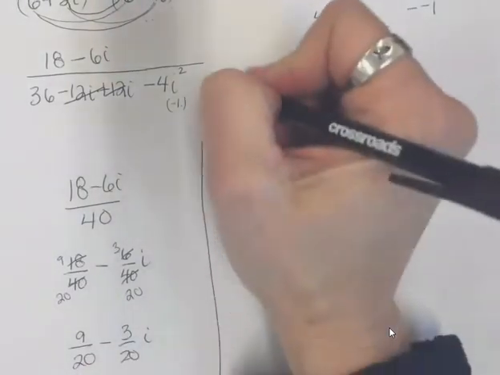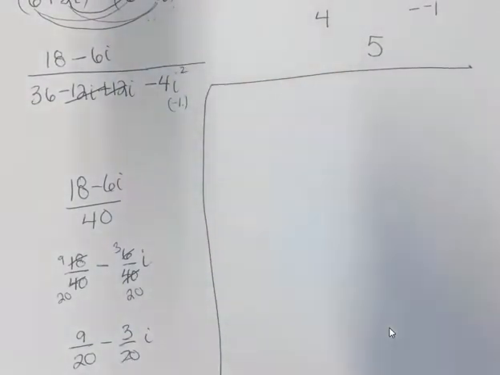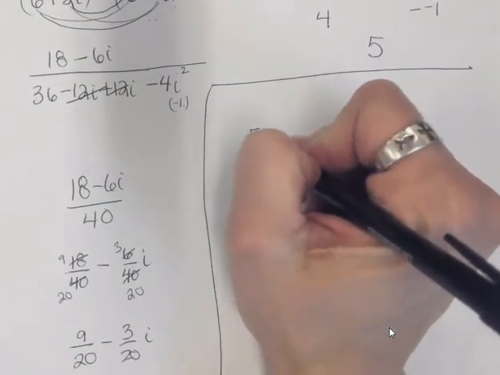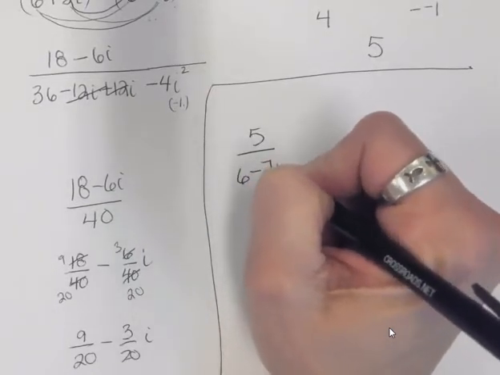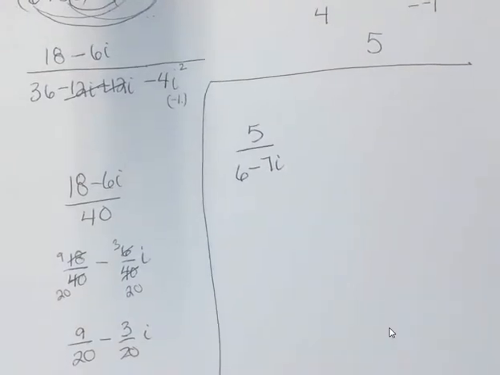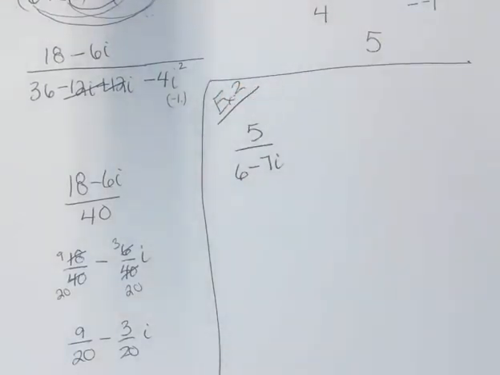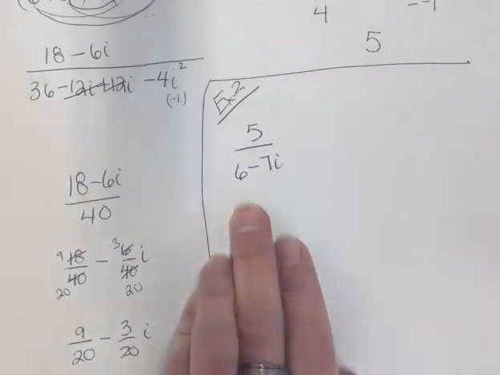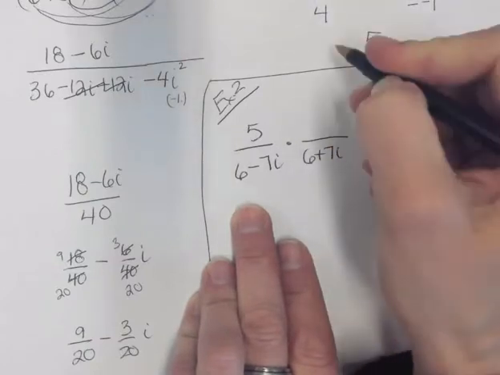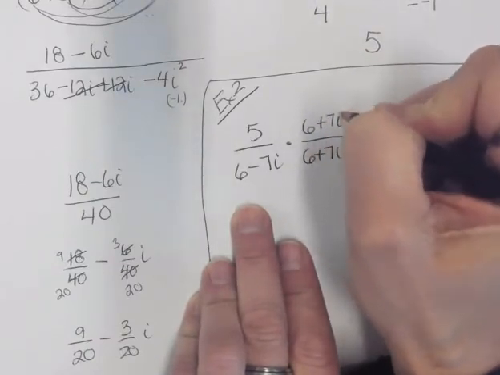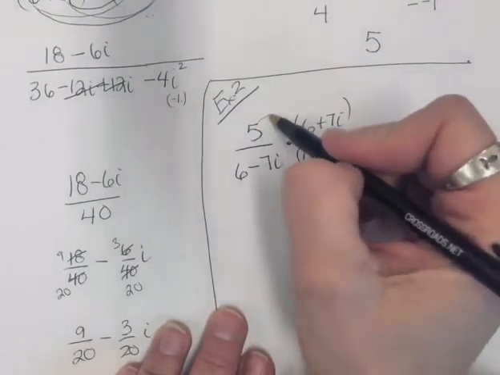Let's try one more of those. Questions on any of that, where I went? Okay, so what if you have 5 over 6 minus 7i? Okay, so what is our conjugate for 6 minus 7i? 6 plus 7i. We change the sign on the i. What you do to the bottom, you have to do the top. And so we got to pass that out.